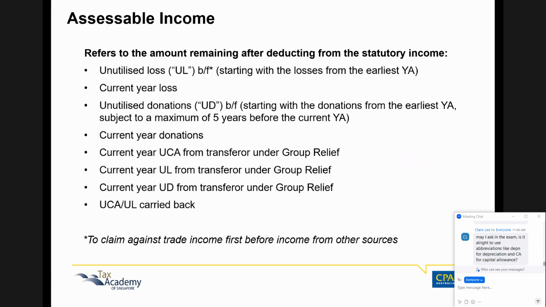Assessable income. After statutory income, what do you need to less off? We have one whole list here. You have your unutilized loss. Just now I highlighted that in your tax computation, where it will be deducted. Then if you have your current year loss, you can offset it against other sources of income. Then donations, we will look at that later. Then we have group relief. We'll touch on them later.